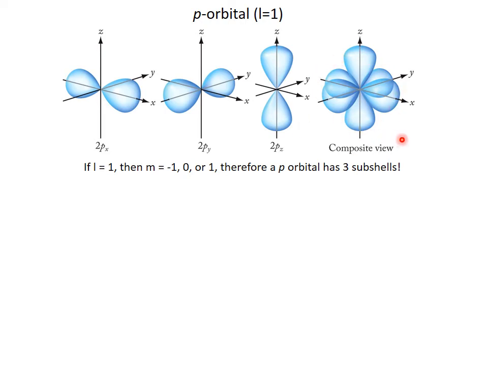At n equals 2 or higher, you can have p orbitals. And they always have the same overall shape, although at higher energy levels, like n equals 3 or n equals 4, these orbitals can have nodes within them just like the s orbitals can. Let's keep going.